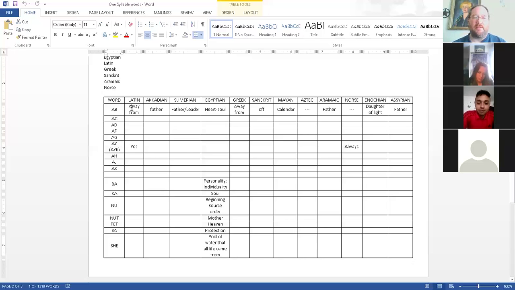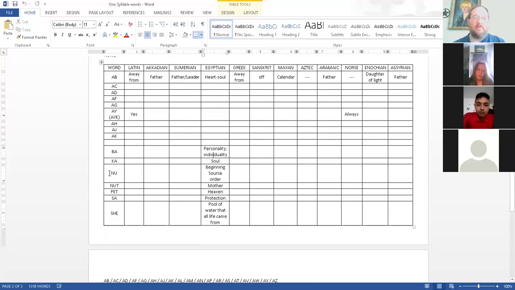Ab, for instance, in every single language, almost all of them, I couldn't find the one for Aztec or Norse, it has a meaning. Ab in Egyptian, heart and soul. Ab in Sumerian means leader or father, that kind of stuff. Ba in Egyptian is personality, the individuality. Nu is beginning, source, or order. Nut, we've all heard of Nut, right? Well, that means mother in Egyptian. Pet, P-E-T, means heaven. She is the pool of water that all life came from. Whoa, that's power.